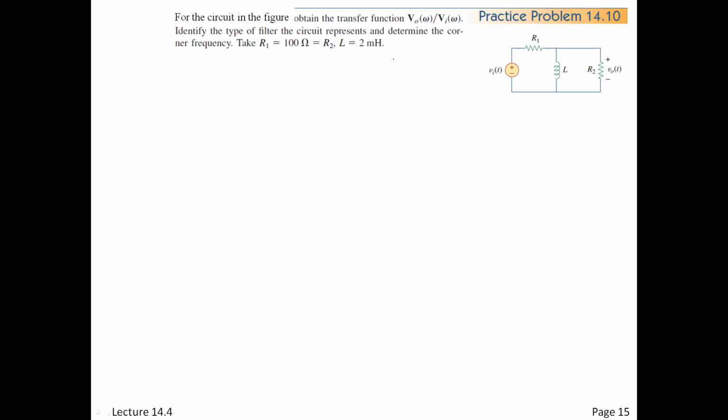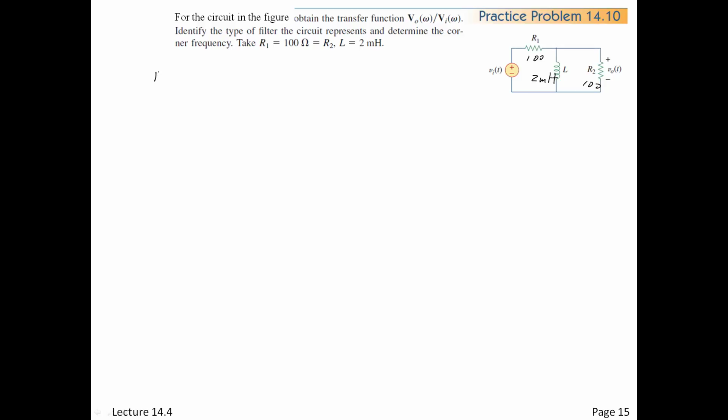All right, so simple circuit here. We've got the resistors are both the same, 100 ohms. I'm just going to write it here on the drawing. 100 ohms, 100 ohms. And this is a little guy of 2 millihenries. Okay, and we want the frequency response. So first step, we're going to do it, is get the transfer function.